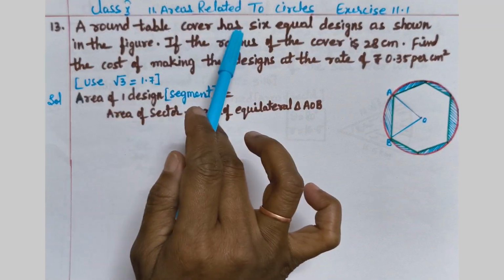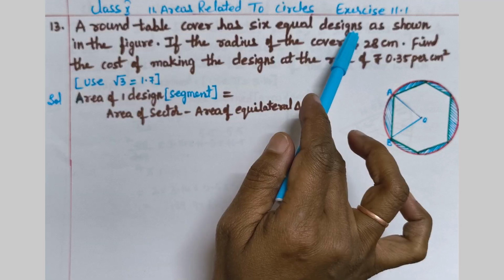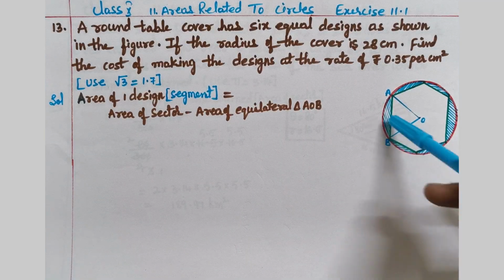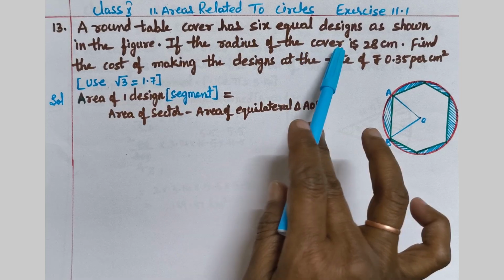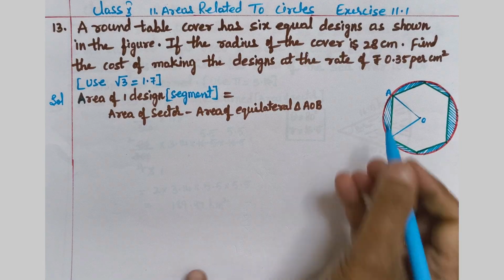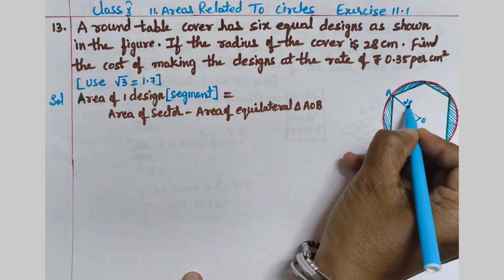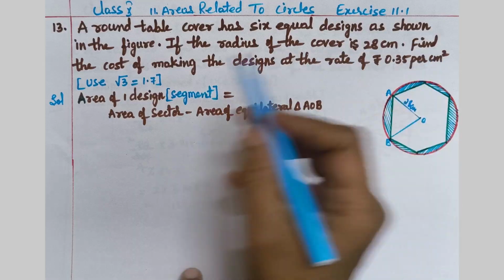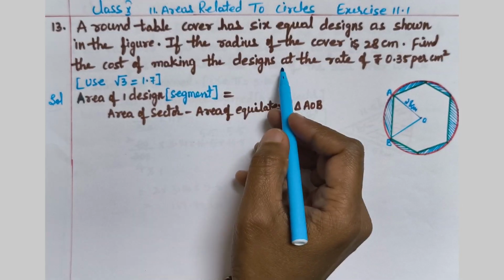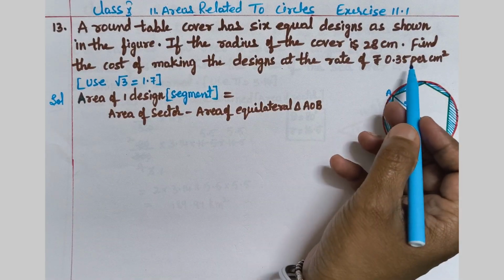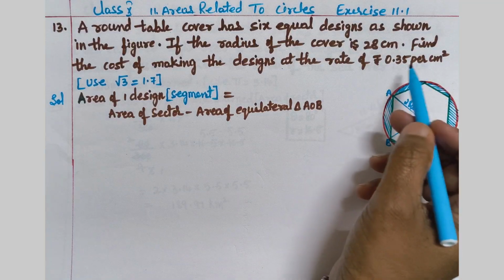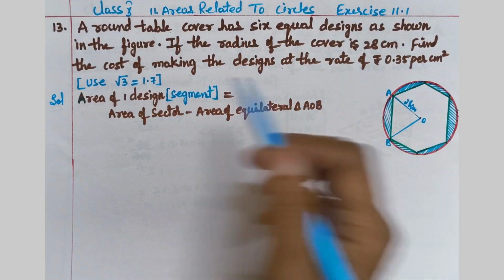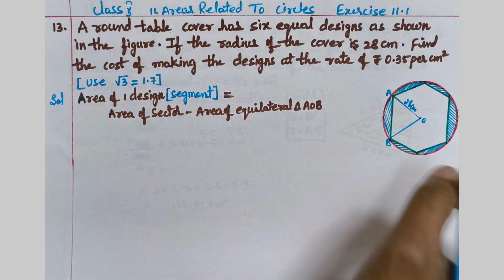Now the 13th question. A round table cover has 6 equal designs, 1 2 3 4 5 6 designs, as shown in the figure. If the radius of the cover is 28 centimeters, find the cost of making the design at the rate of 0.35 rupees per centimeter square. Now we will find the cost.